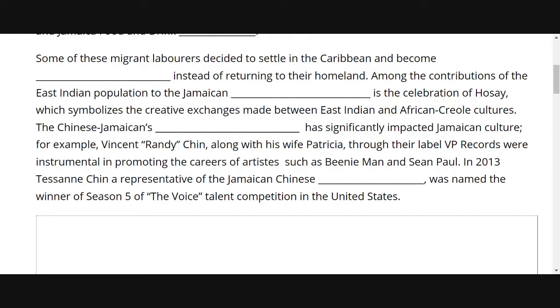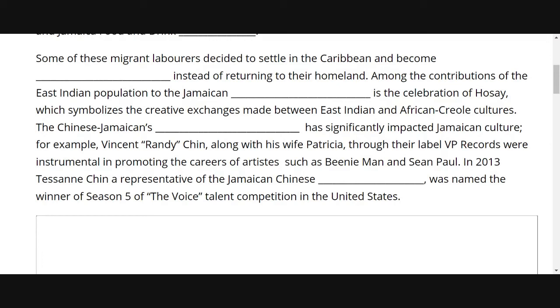So it's Oze, which symbolizes the creative exchanges made between East Indians and African Creole cultures. The Chinese Jamaican dash has significantly impacted Jamaican culture. So the Chinese Jamaican what? What should go there? For example, Vincent Randichin, along with his wife Patricia, through their label VP Records, were instrumental in promoting the careers of artists such as Beenie Man and Sean Paul. Okay, so what should go there?